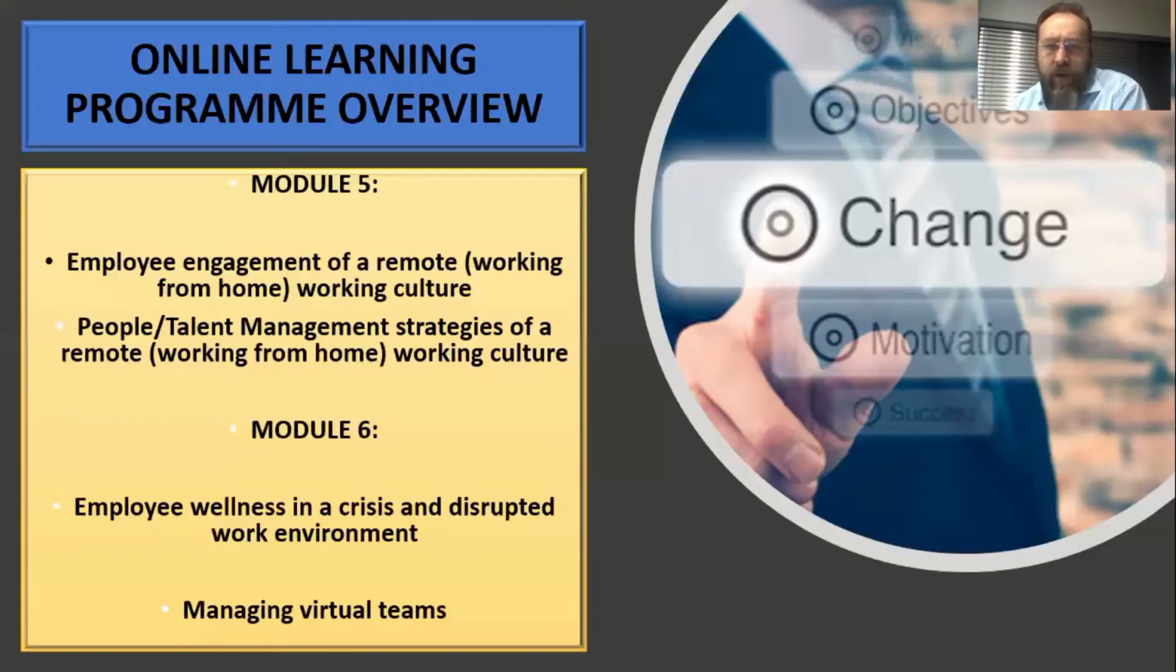We're going to conclude module 5 by looking at some of the people and talent management challenges and strategies that organizations are confronted with in this remote working culture, and in particular the impact that this has on productivity and on motivation, and what can we do as change leaders to enhance the levels of productivity and motivation with this remote working culture.